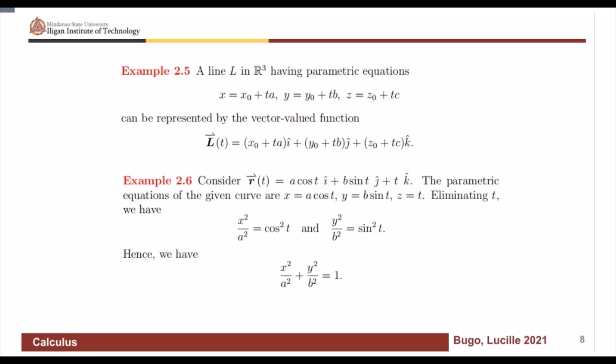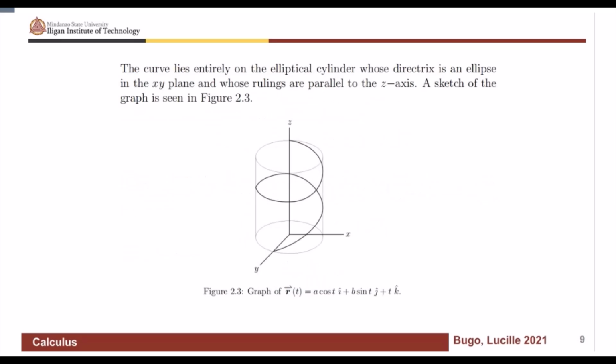And then we have x squared over a squared plus y squared over b squared equals 1, and the graph of this is a curve which lies entirely on the elliptical cylinder whose directrix is an ellipse in the xy plane and whose rulings are parallel to the z axis. So this is the graph of r of t.